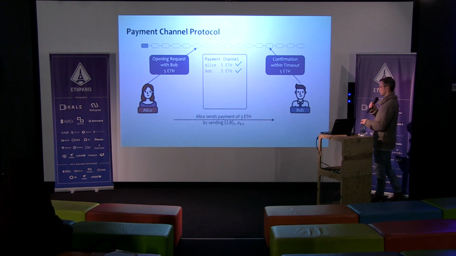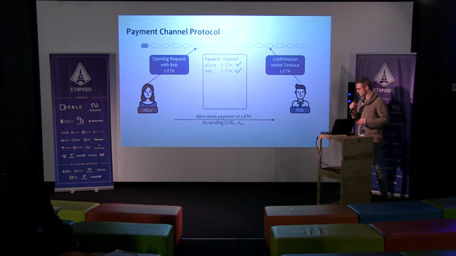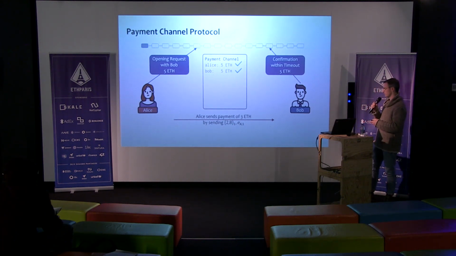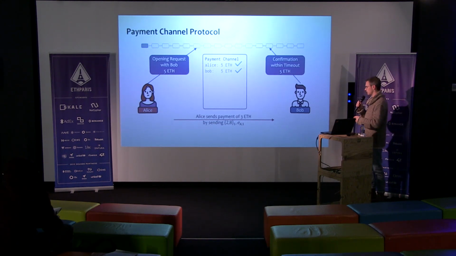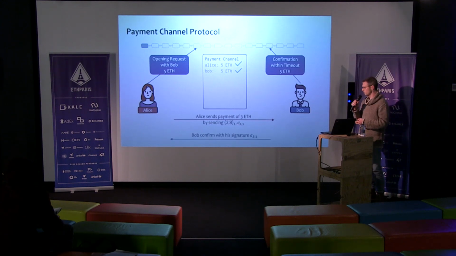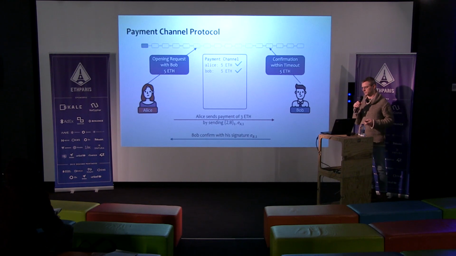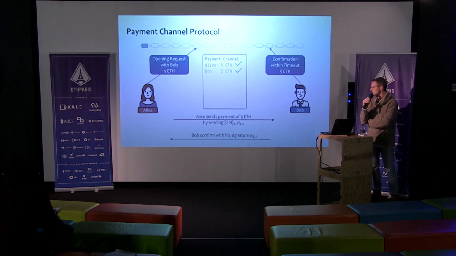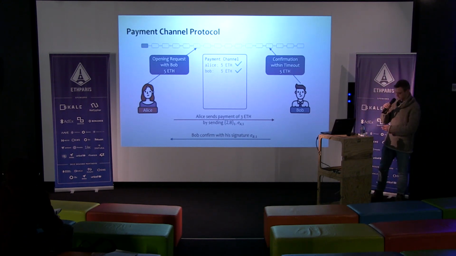Now they would exchange messages. The messages contain the whole state, so the state here would be the balance of Alice, the balance of Bob, and a version counter. The version counter is very important for disputes. And now Alice sends, for example, the first payment of 3 Ether to Bob by sending an updated state of 2.8 and her signature is Sigma A1. Bob confirms every message that he receives with his signature, and of course also Bob could send messages to Alice, in which case he would send signatures and Alice would sign back the new state.